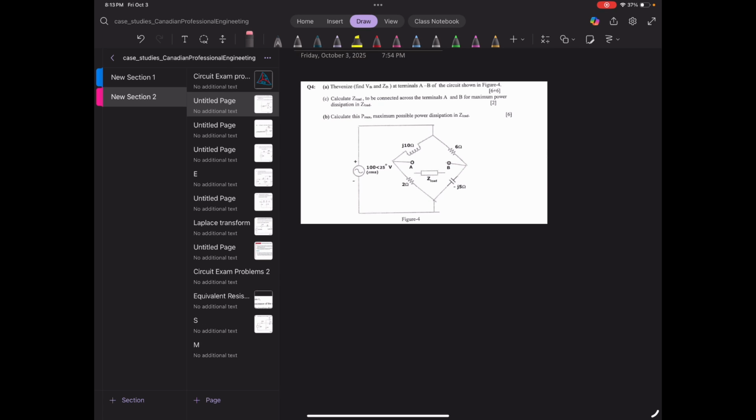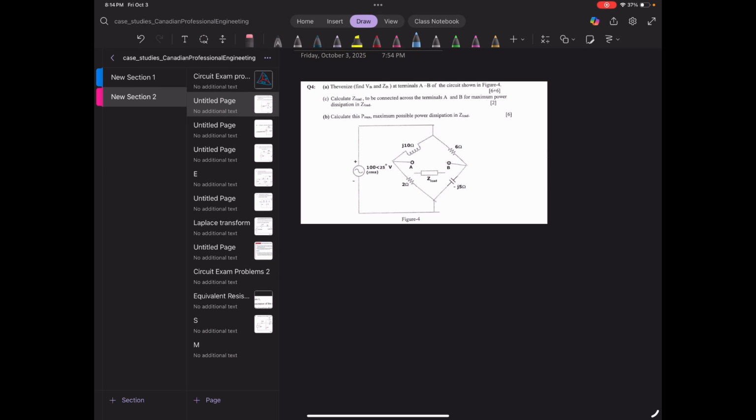And the question asks to Theveninize, meaning find VTH and ZTH at terminals A, B of the circuit shown in figure 4. Why is it asking us to do that? Because we want to calculate Z load to be connected across the terminals A and B for maximum power dissipation of Z load. Okay, and then after that we can calculate what is the maximum possible power dissipation.